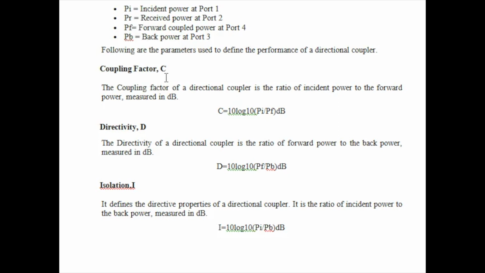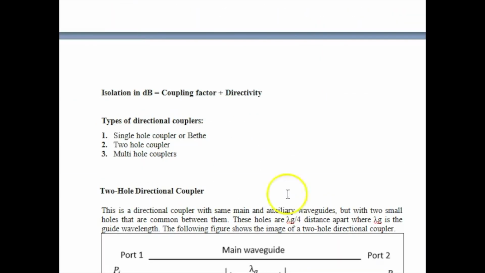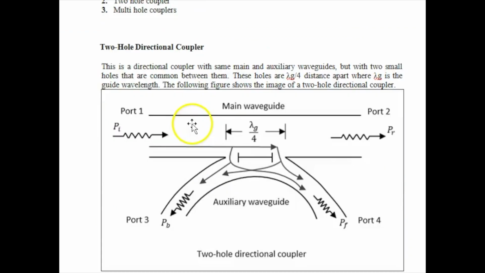And the last one we have is isolation. It is again one of the directive properties of a directional coupler. It is the ratio of incident power to the back power measured in decibel: 10 log Pi/Pb to the base 10. And there are different types of directional couplers such as the single-hole directional coupler, also known as Bethe-hole, the two-hole directional coupler, and the multi-hole directional coupler. And here in the syllabus we are studying the two-hole directional coupler.